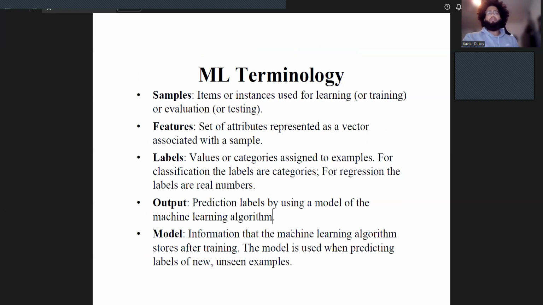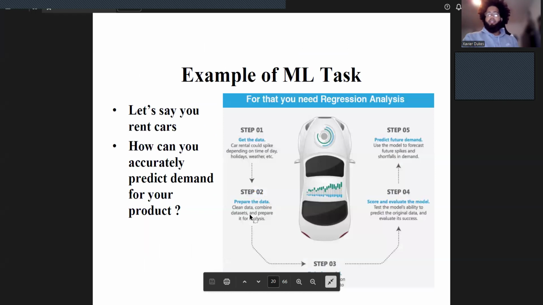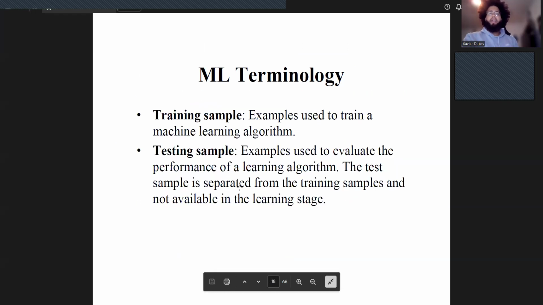Oh, why did that go backwards? That was strange. I hit the forward arrow. Yeah, why does that go back? Okay.